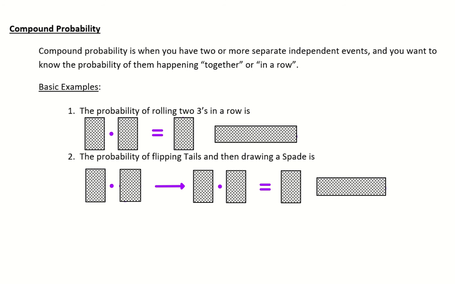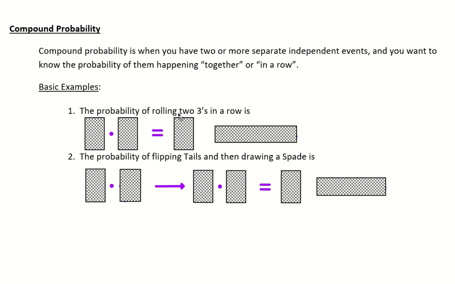But now we're going to get into compound probability. This is where you probably have experience with this, but you might be shaky or flat out cannot remember how this works. Compound probability is when you have 2 or more separate independent events in a row, and you want to know the probability of them happening together in a row. Okay, do you remember how this works?